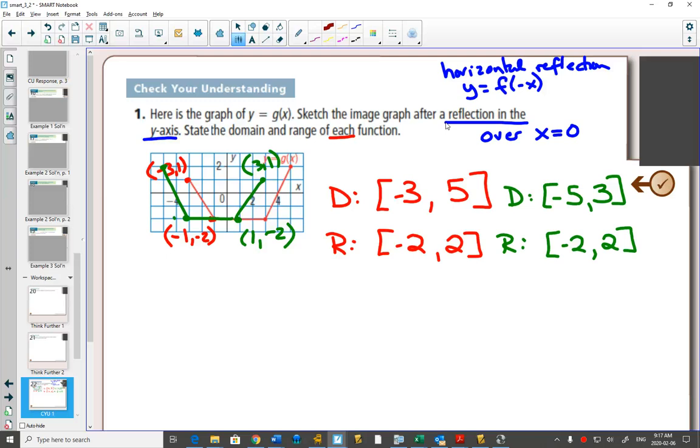Does it make sense that the range didn't change? Why? The only thing that's happening is you're multiplying x by a -1. So your y's are not changing. So your range didn't change. Can you see how multiplying x by -1 would have changed the domain from this to this? If you multiplied each of those values by a -1, you would get +3 and -5. Interval notation, we're always writing the smallest value first because it's an interval from smallest to biggest. So does it make sense that that would be your new domain?